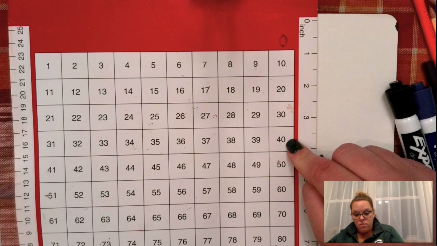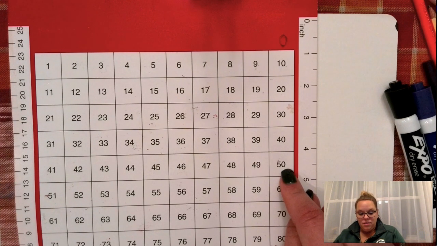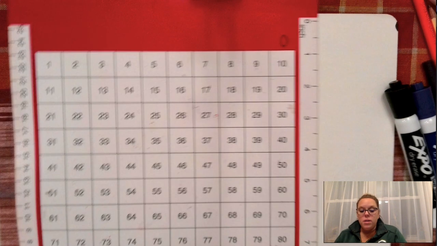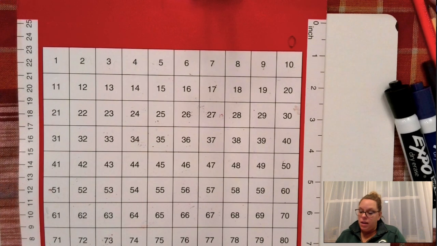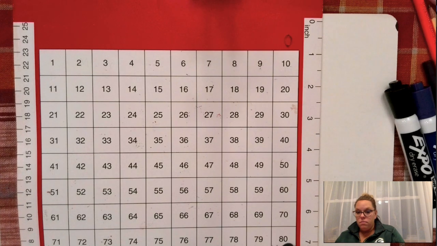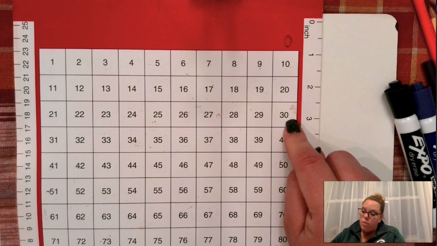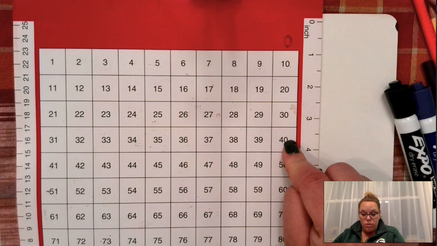40. It was the number 40. Point to the number that's 10 more than 40. 50. Okay, point to the number that's 10 more than 70. So go to 70. What's 10 more than 70? 80. And what did we do every single time? We literally took our finger, if it was 10 more than 30, and we went down one row, didn't we?